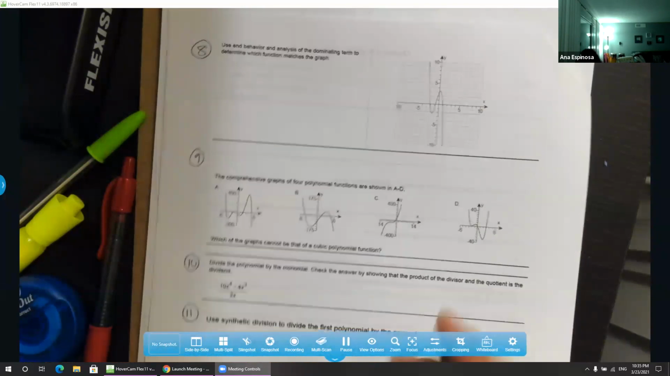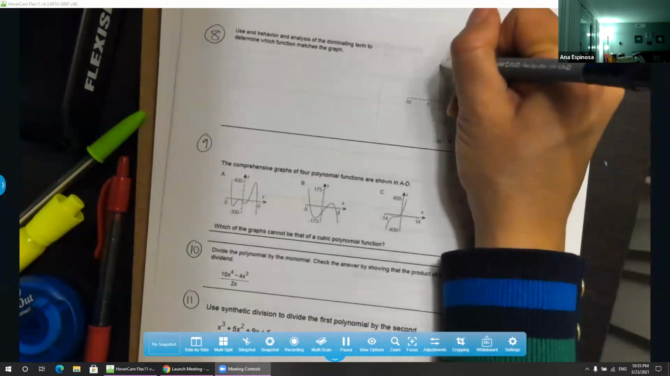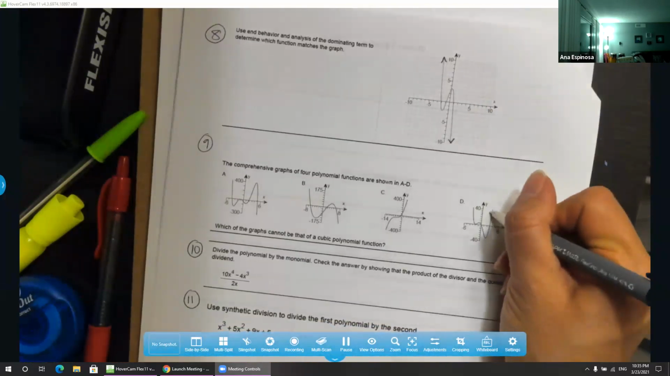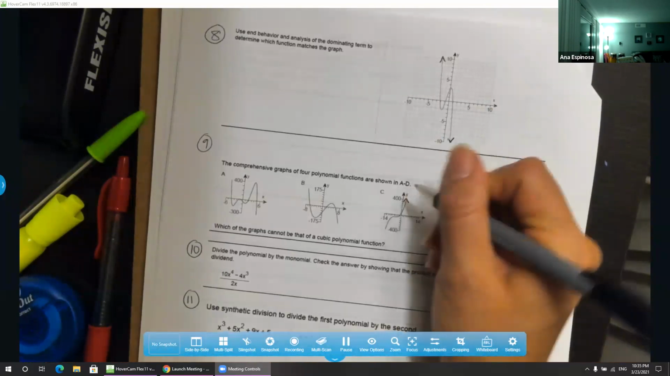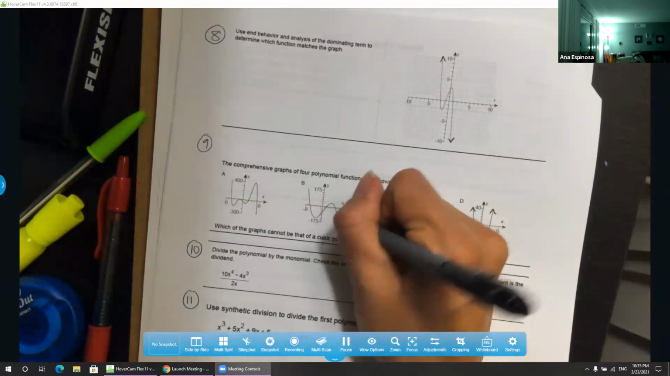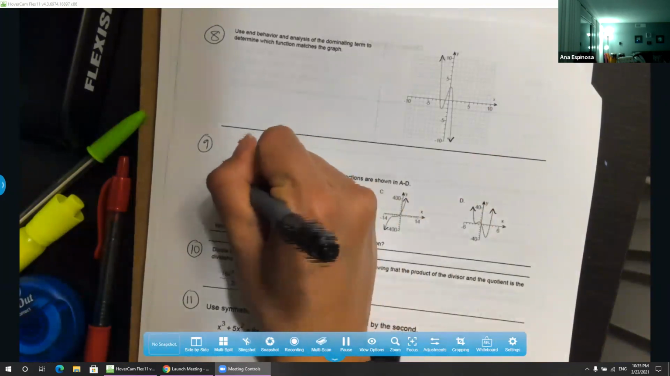Okay, this is again end behavior. Make sure that you know that all of these have arrowheads, right? And you already know these. You will have them on the exam and you have them on the homework.